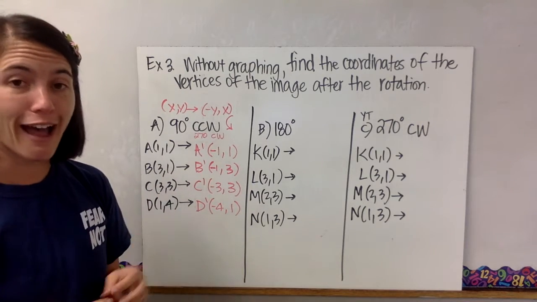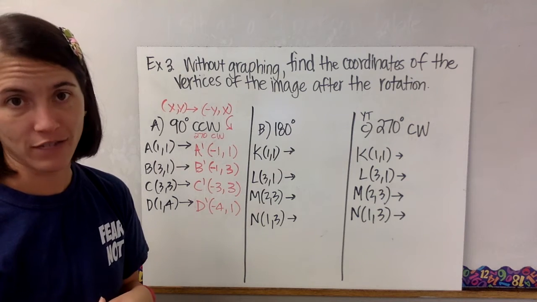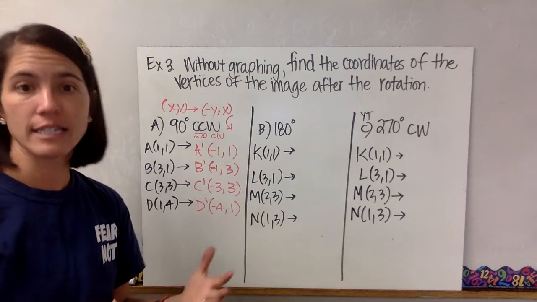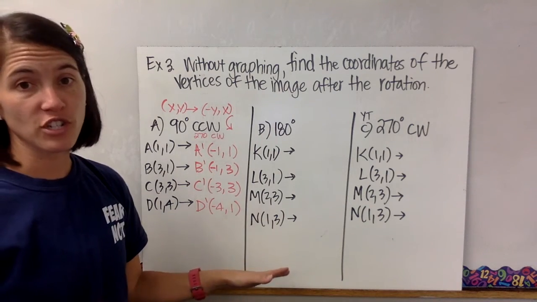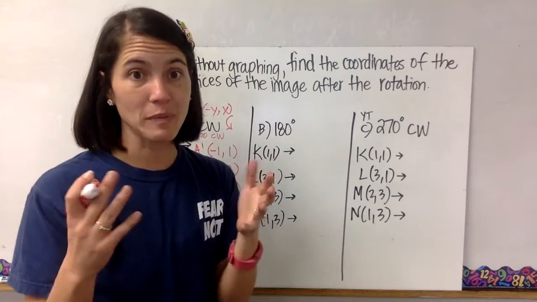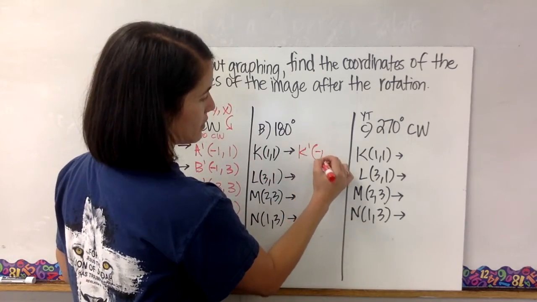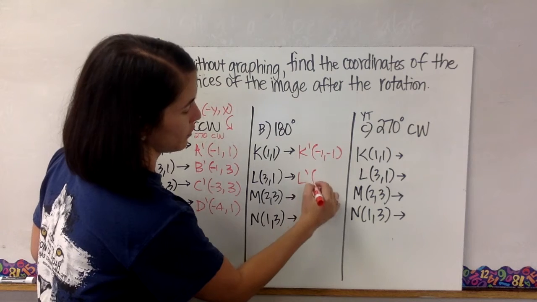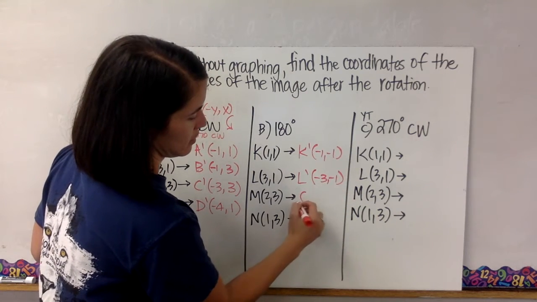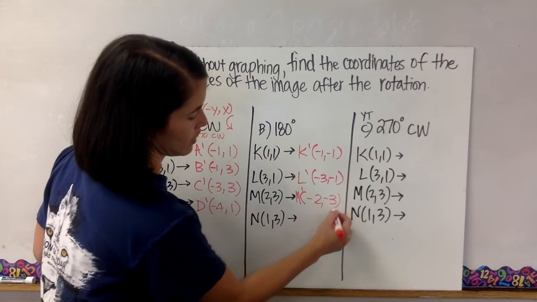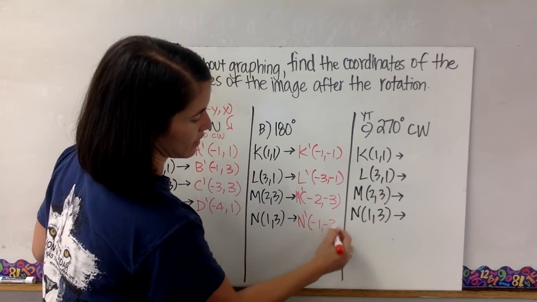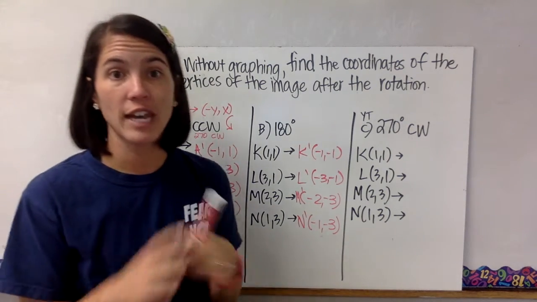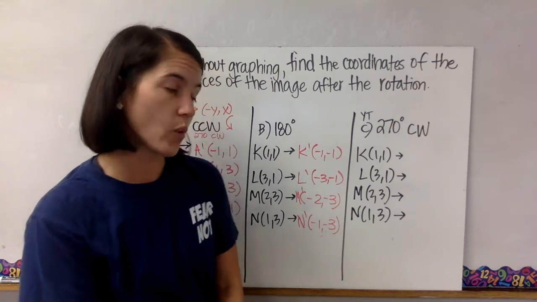All right. So if you have your chart, that is going to be your new best friend for a few days, helping you remember what you do with your coordinates for a 90 clockwise and 90 counterclockwise. If the rotation is 180, you do not switch. You just multiply them both by -1. K prime, -1, -1. I'm going to multiply both coordinates by -1, and I'm not switching. L prime, -3, -1. M prime, -2, -3. And N prime, -1, -3. That one seems simple enough. If it's 180 degrees rotation, you do not switch them. You just multiply them both by -1.